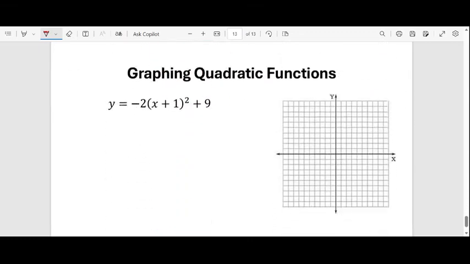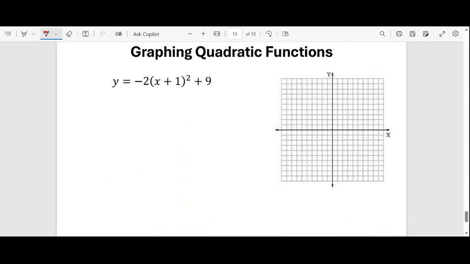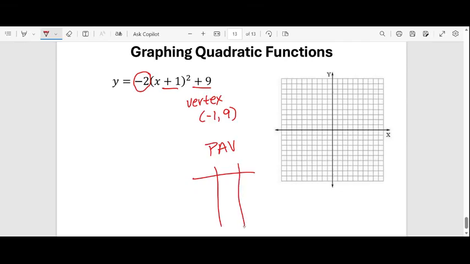All right, we have one more problem here. So this one is a -2. So you have a number and it's negative. And our vertex is going to be -1, 9. So the opposite of +1 is -1, +9 in the back. Our pattern about the vertex, again, you'll have 3 columns because you don't have a 1 as your coefficient.